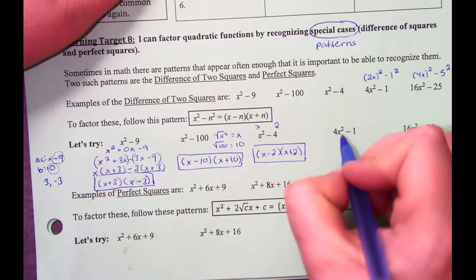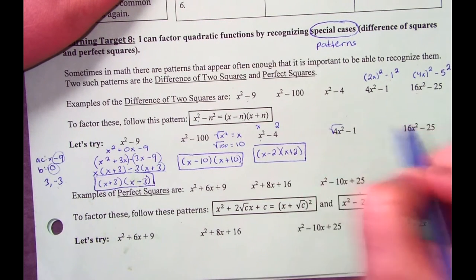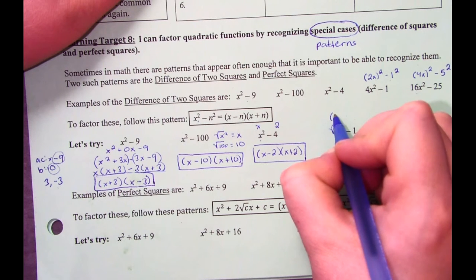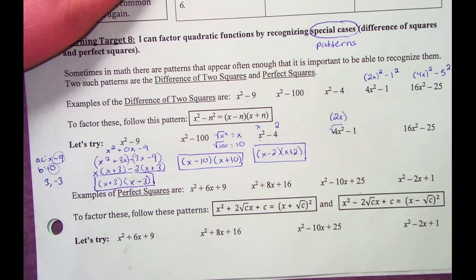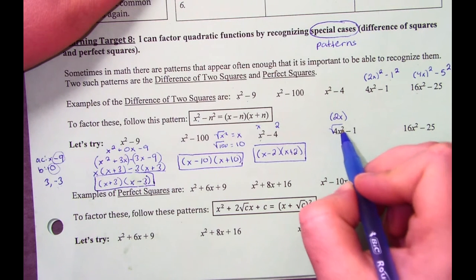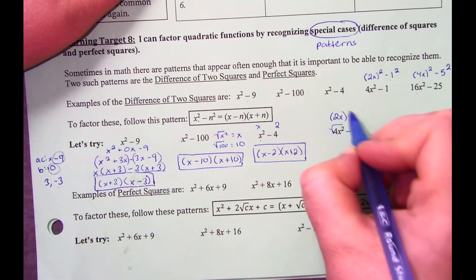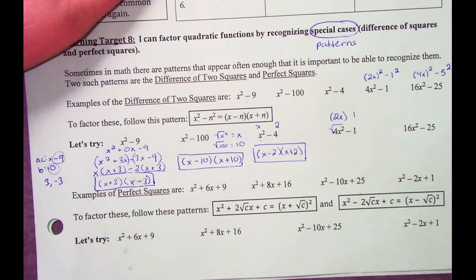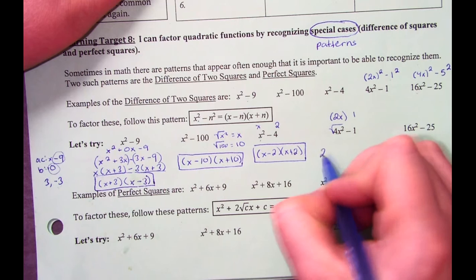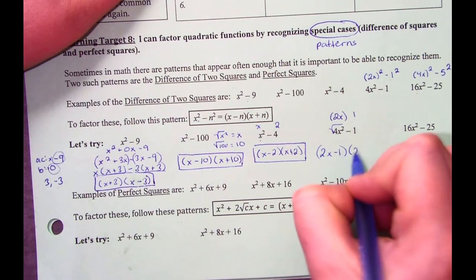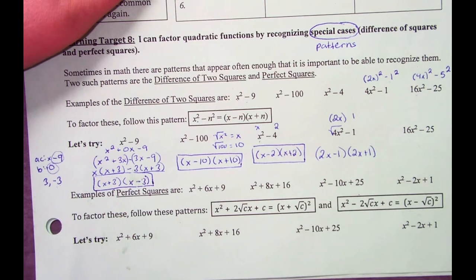Here, this one, the square root of 4x squared is actually 2x, because the square root of 4 is 2 and the square root of x squared is x. And the square root of 1 is 1. So we end up with 2x minus 1, 2x plus 1.